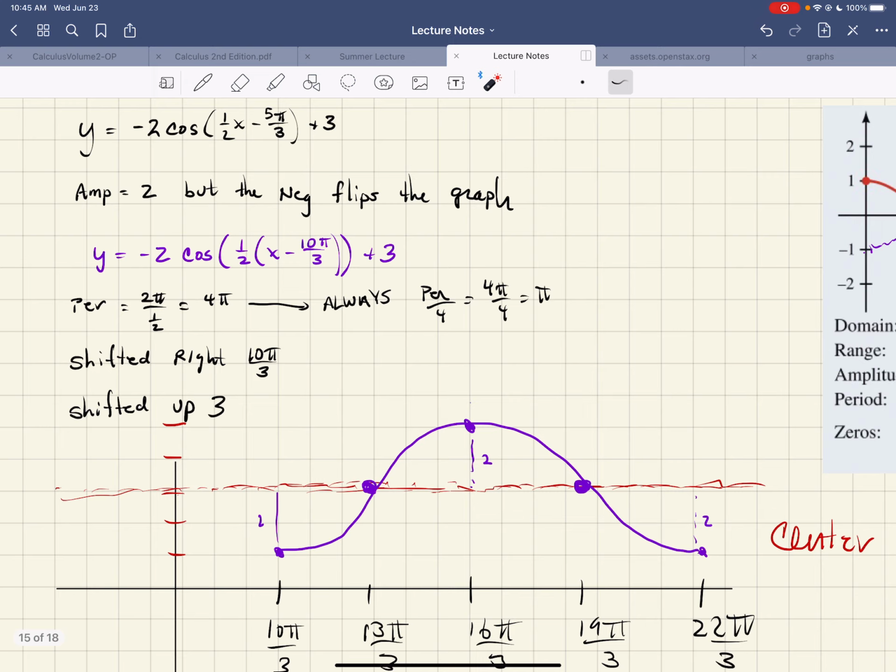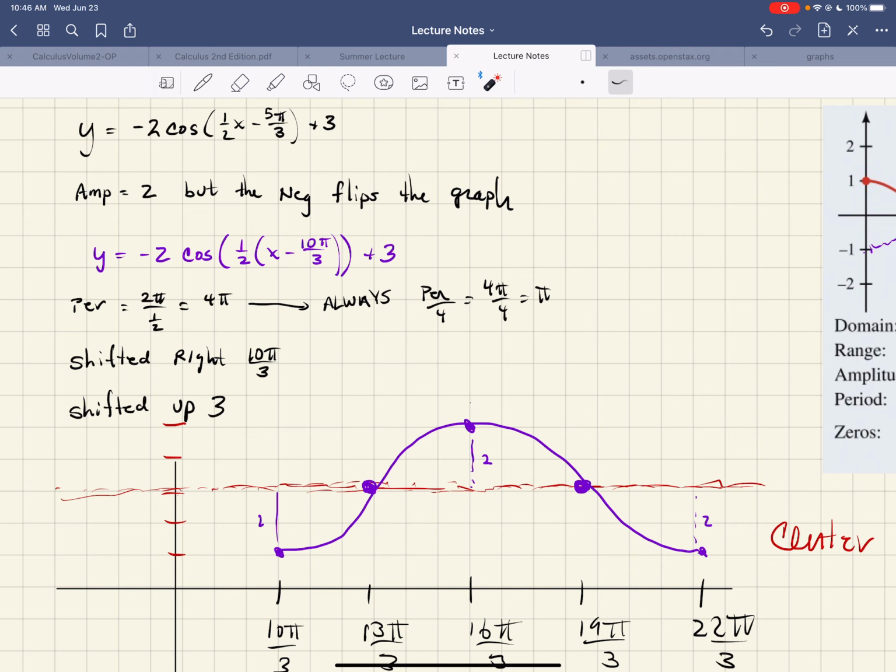Okay, in lecture I said we always want to pull the b term off the x, and then we can see the shift right there. And so when I factor out the half, I told you guys in class that pulling out divides. And so if you took 5 pi over 3 and divided it by a half, that's the same as 5 pi over 3 times 2 over 1. And that's how you get the 10 pi over 3 right there. And then we have the plus 3 still on the end.